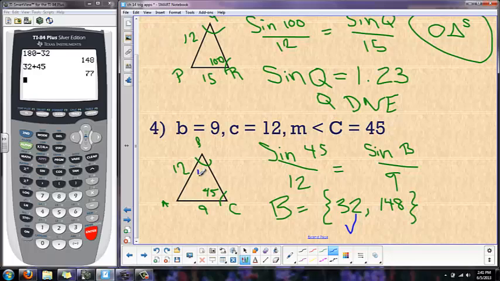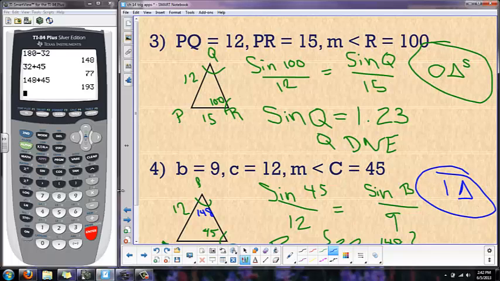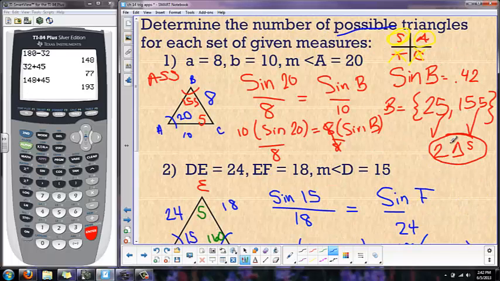Second angle is 148 degrees. Now if I have 148 plus 45, that adds up to be more than 180 degrees, meaning that there aren't any angles left over for this. Actually, it'd be a negative to make it 180, which doesn't really work or exist. So this angle does not work. So because only one angle works, there's only one triangle possible for this question. So now we've seen examples where there's one triangle, no triangles, and two triangles.